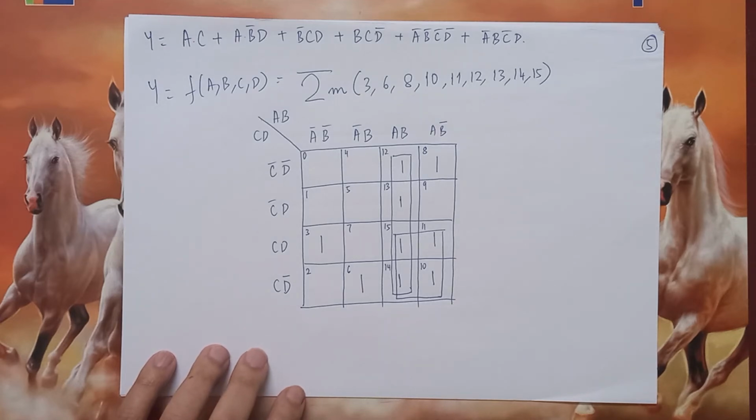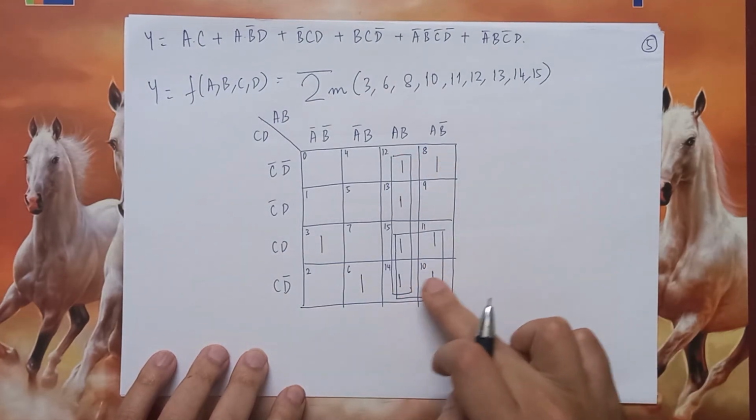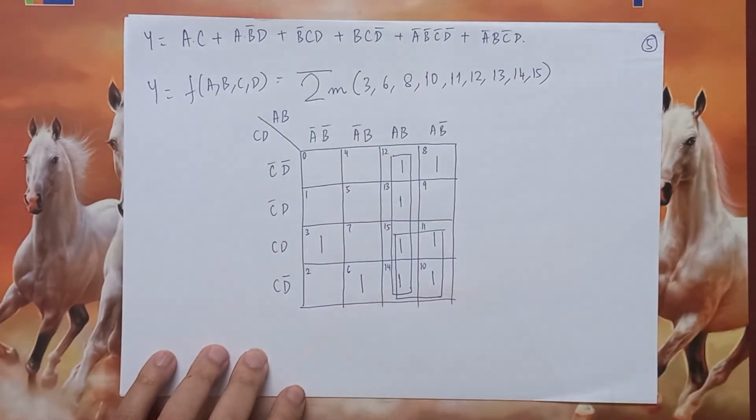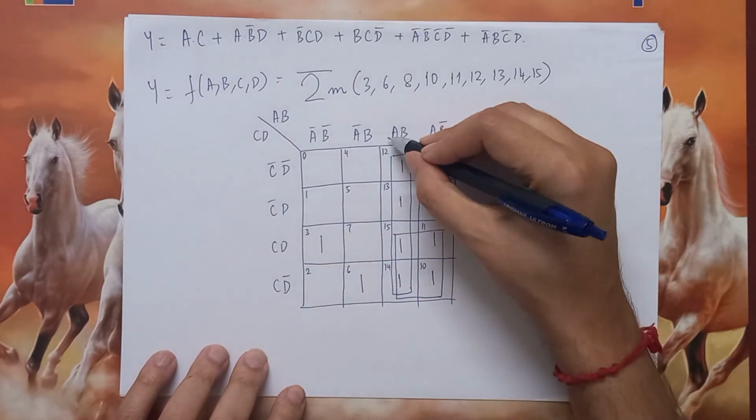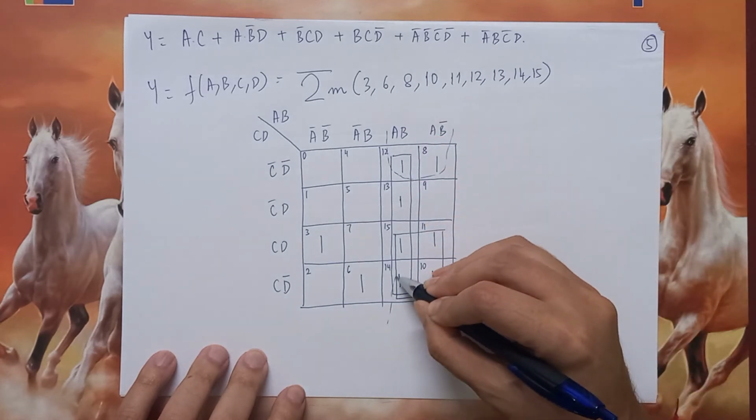What else can I do? I can group this one with this one. But wait, these 2 ones are neighbors, but they are also neighbors with these 2 ones. Remember, the edge cells are also neighbors. So I cannot just group these 2, but I can actually make a group of 4 ones, these and these 4.